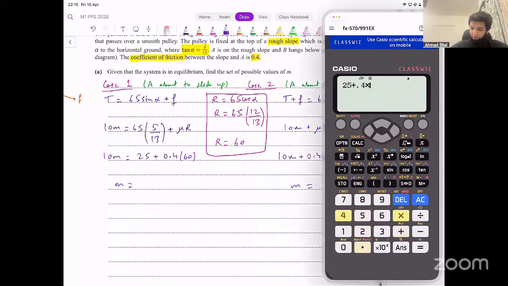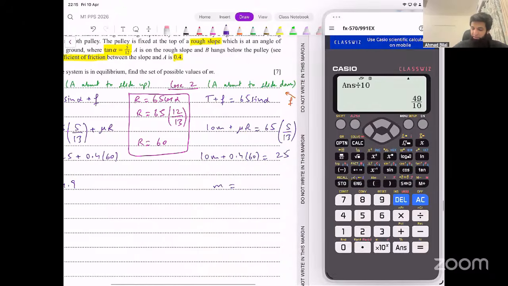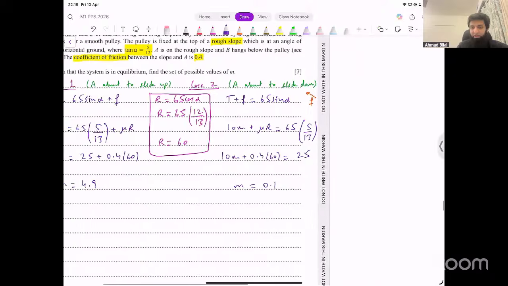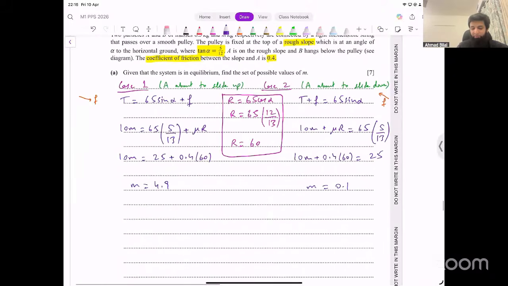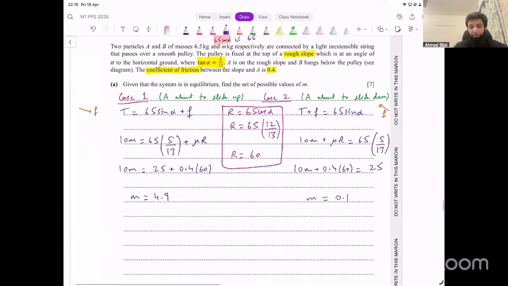25 plus 0.4 into 60 divided by 10, that's 4.9, right? Somebody please confirm this as well. In the second case, 25 minus 0.4 into 60 divided by 10, that's 0.1. These are two extreme values of M that we're getting.